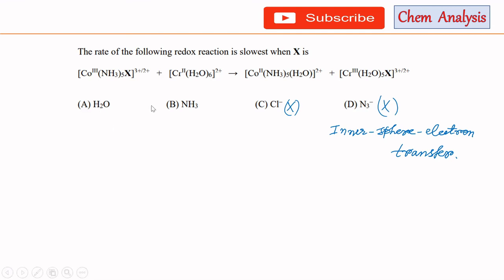Between H2O and NH3, NH3 is a strong field ligand in comparison to H2O, and therefore it will make this cobalt complex more inert for electron transfer, and therefore electron transfer will occur slowly when X is the ammonia ligand. Therefore we can say that the electron transfer will be slowest when X is ammonia.